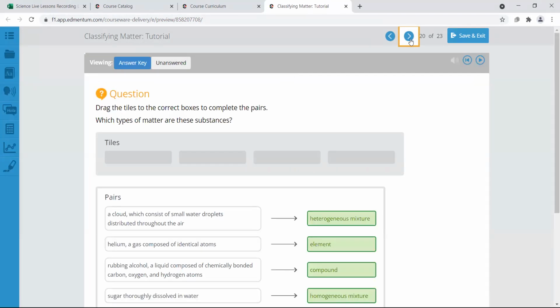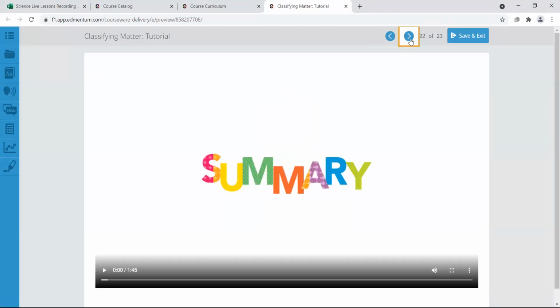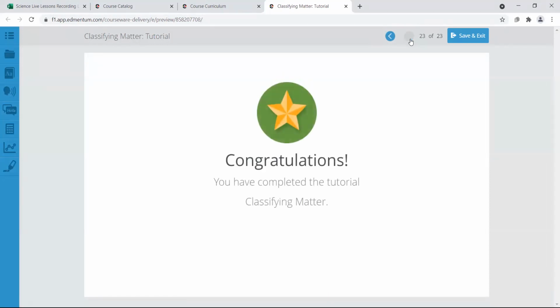Okay, now we have the questions again. I'll let you figure those out and solve those on your own. Summary, we'll let you watch that video. But there you have it. That's just a brief description of classifying matter, and I hope you enjoyed.